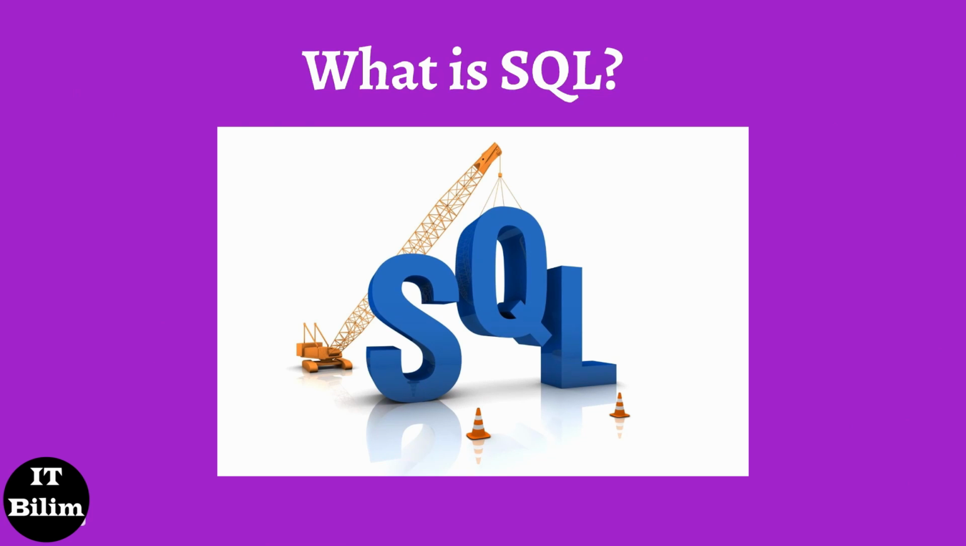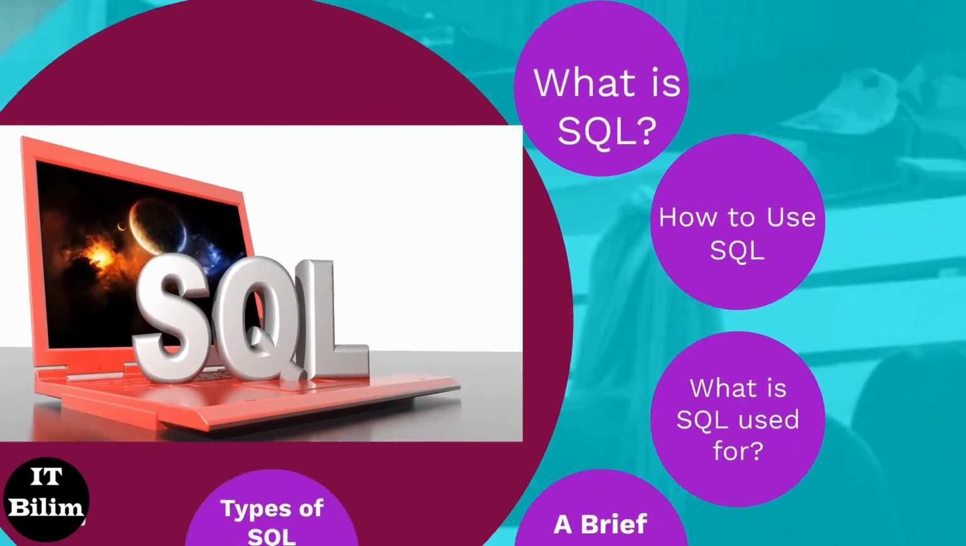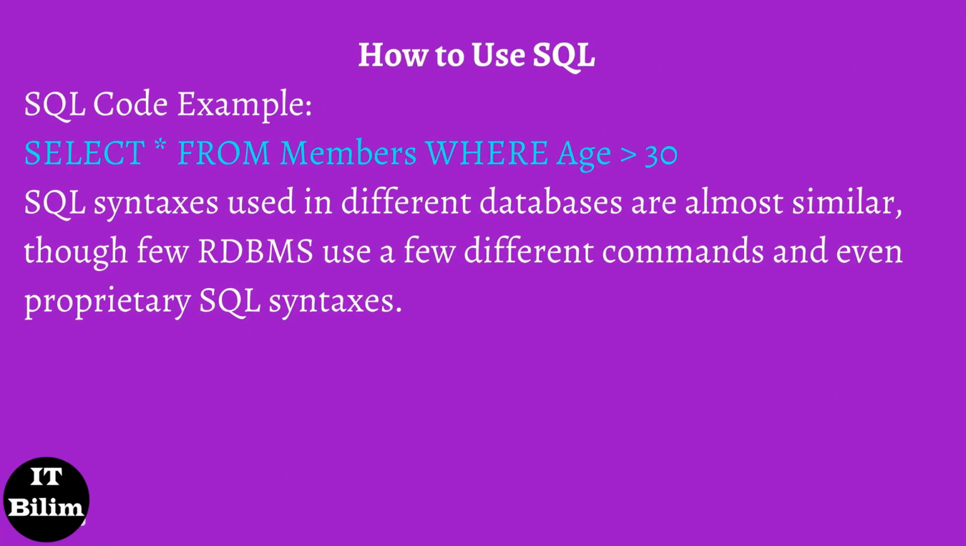Relational databases like MySQL Database, Oracle, MS SQL Server, Sybase, etc. use ANSI SQL. How to use SQL. SQL code example. Select asterisk from members where age greater than 30. SQL syntaxes used in different databases are almost similar, though few DBMSs use a few different commands and even proprietary SQL syntaxes.